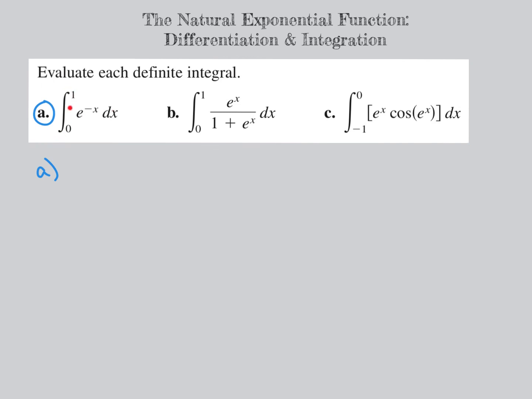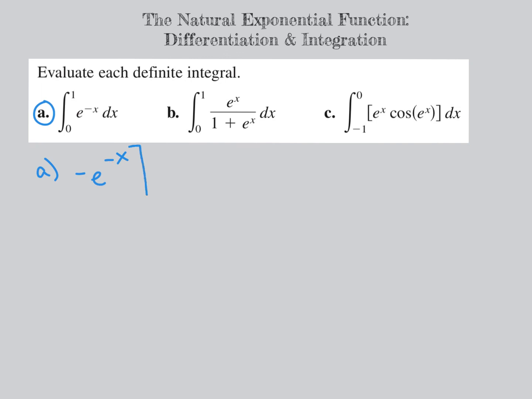Well, we know that the integral of e to the x is just e to the x. Yes, a plus c, but in this case we won't have plus c. So the integral of e to the negative x is simply negative e to the negative x. And that's because if you quickly took the derivative of this, you would get back to here. Those negatives would end up canceling out, the -1 and this -1 here.